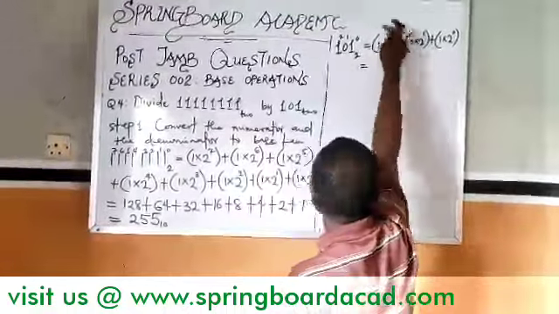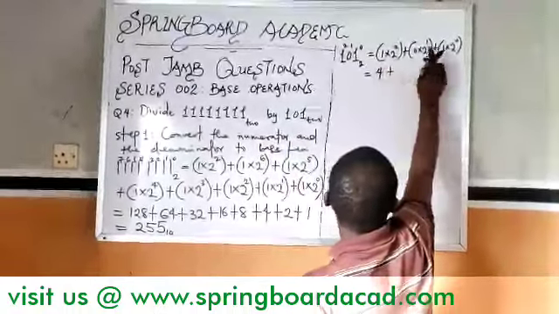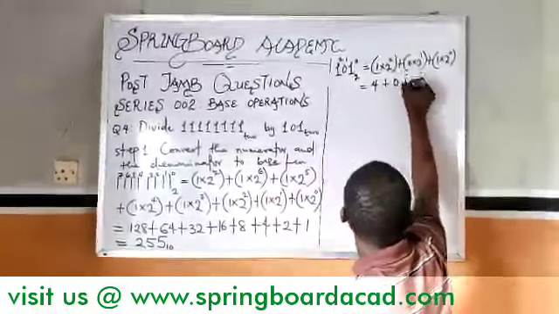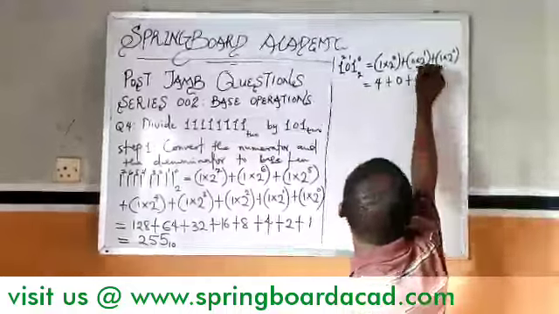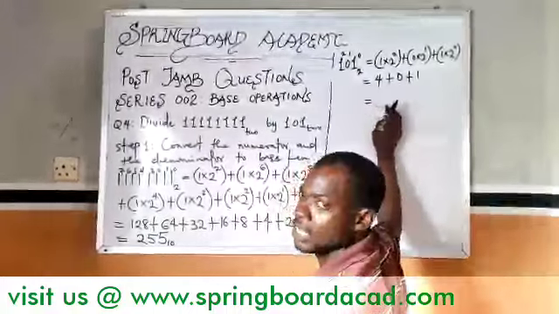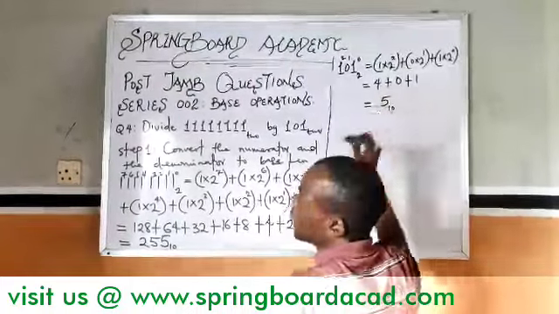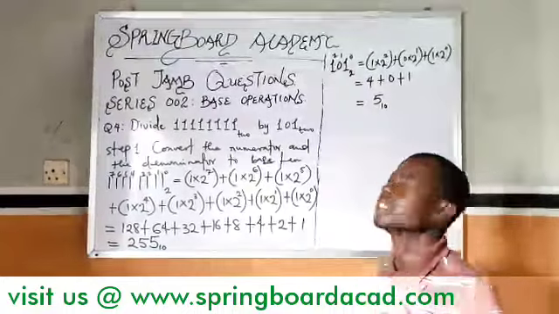What do you have? 2 raised to the power 2, that will give you 4 times 1, that's 4, plus 2 raised to the power 1 is what? 1 times 0, that's 0, plus 2 raised to the power 0 is what? 1 times 1, 1. By the time you add up everything in base 10, you have 5 in base 10. We've been able to carry out step 1. Now, what is step 2?